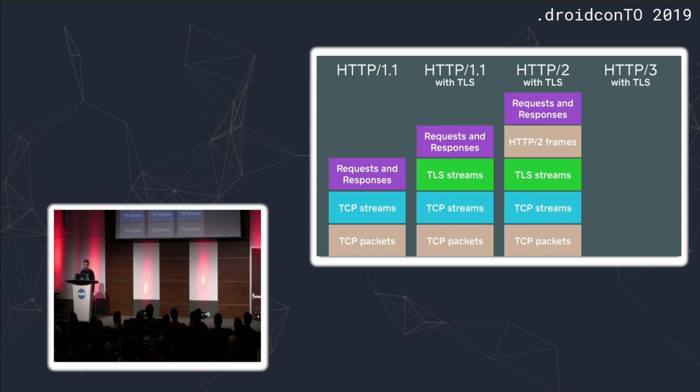And so with HTTP 3, it's a fundamental refactoring of where we found ourselves. What it does is it starts with UDP packets. It adds QUIC streams, which combine the utility of TCP streams and the utility of TLS streams. And then the requests and responses are layered on top of that. So this is a really big restructuring of how these protocols are layered.